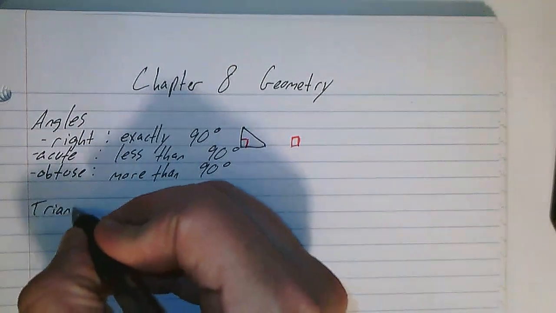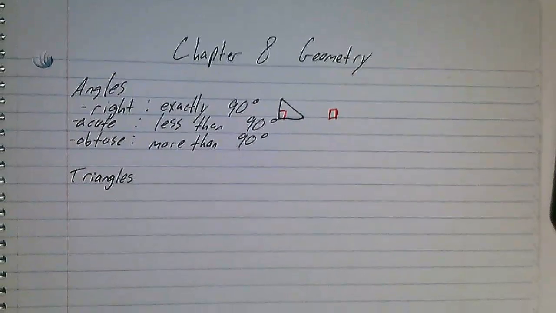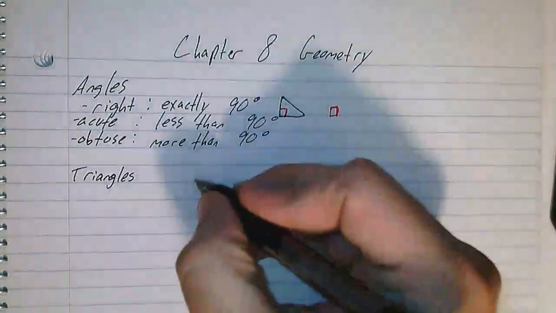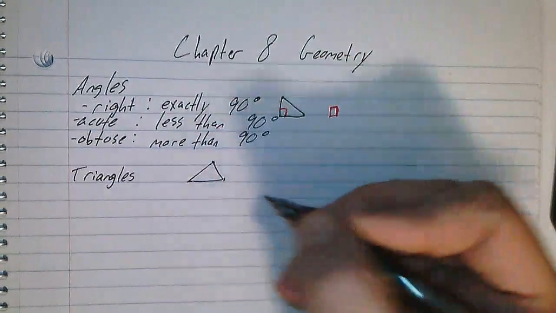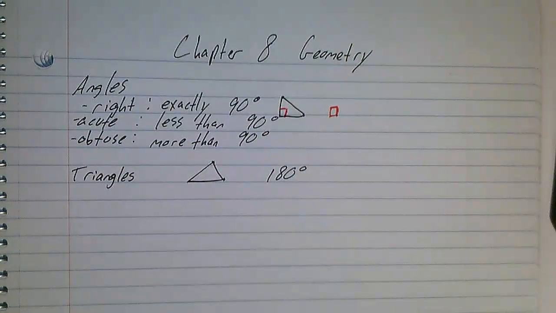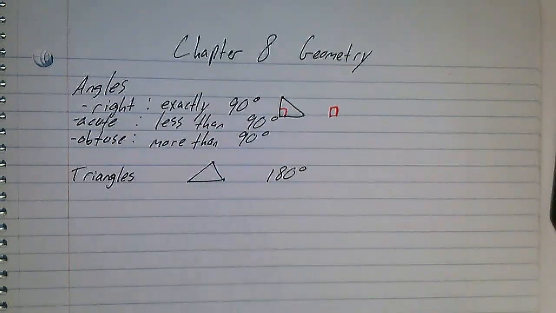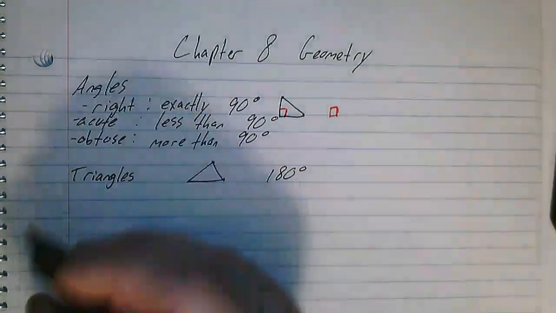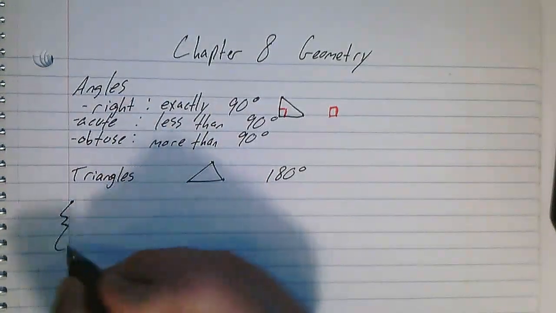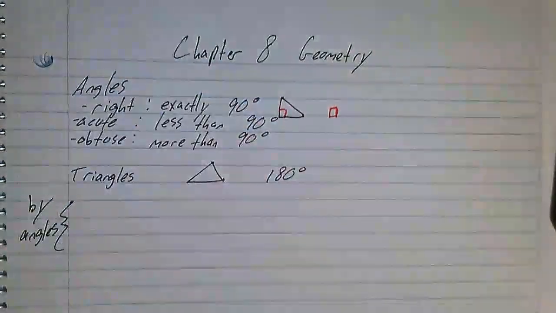Let's look at our types of triangles. We know that a triangle is three sides. A triangle has 180 degrees inside of it. So no matter how you draw your triangle, the angles, if you used a protractor and measured each one, would all add up to 180 degrees. And so first, we're going to look at classifying triangles by their angles.